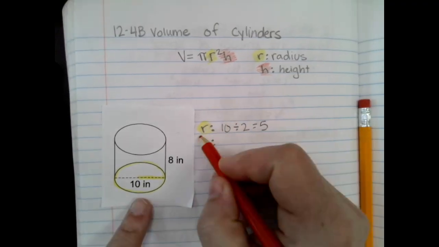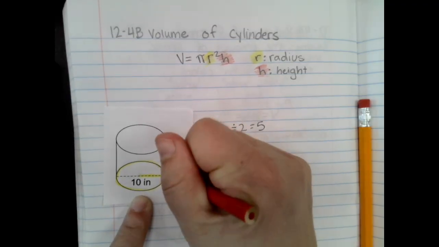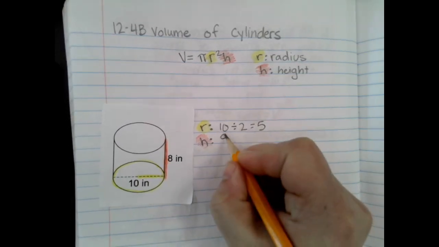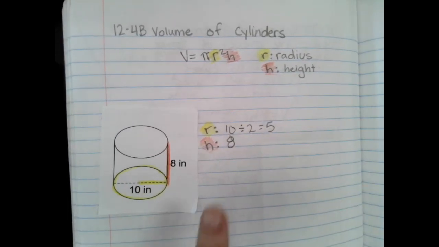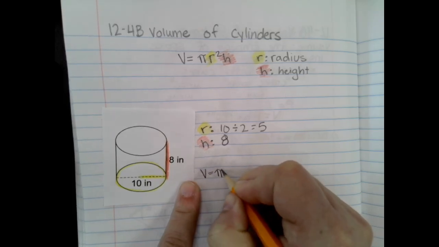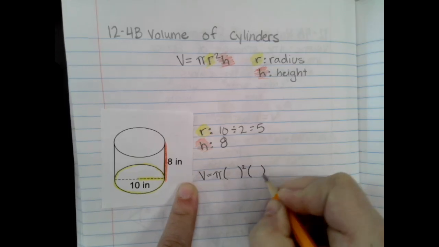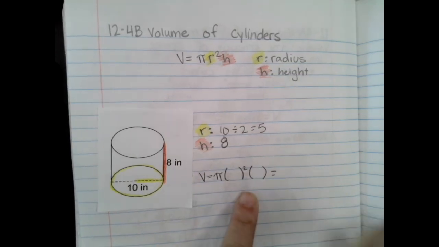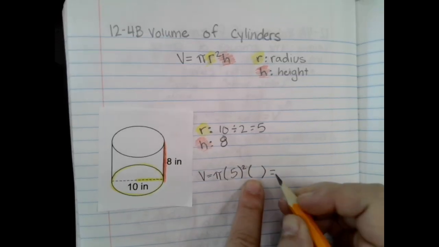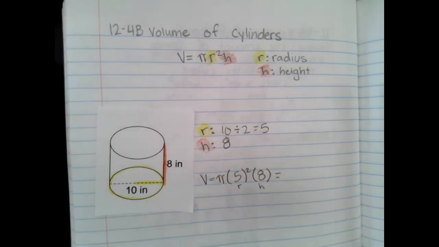All right, what's our height? Good. Remember, does height always go up and down? No, it can go side to side. Good. Then we just plug it into our formula. So V equals pi times what squared? What is our radius? 5. And our height? 8.